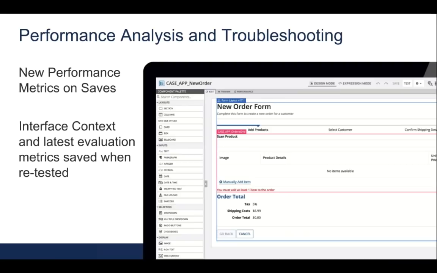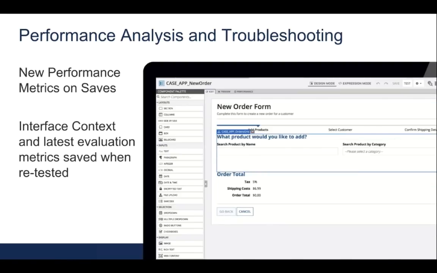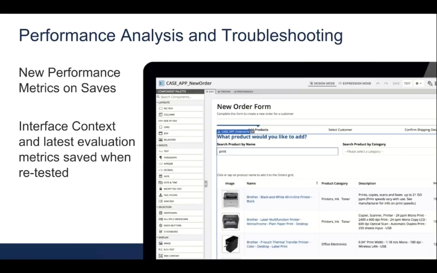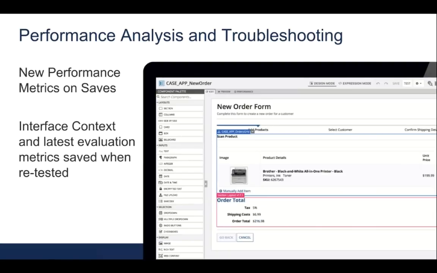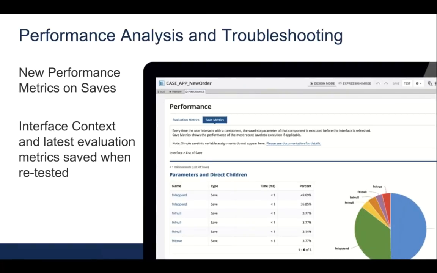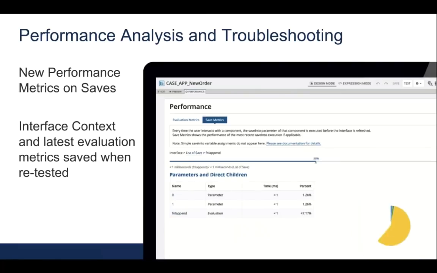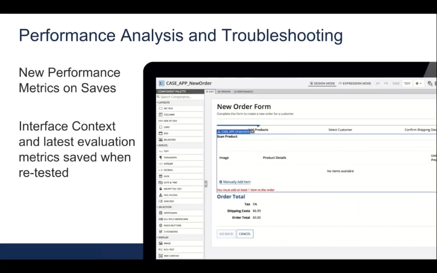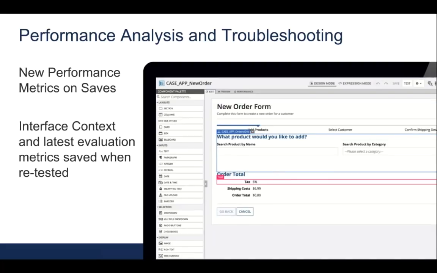In addition, we've also improved the performance analysis and troubleshooting to add new performance metrics on save evaluations, as well as preserving interface context and the latest evaluation when there's a retest performed. So we're going to make sure we persist that information, making sure that we don't clear out all the test information or performance details. Now, going back to specifically on save metrics are the actions that occur when I want to save an interaction to a backend system.